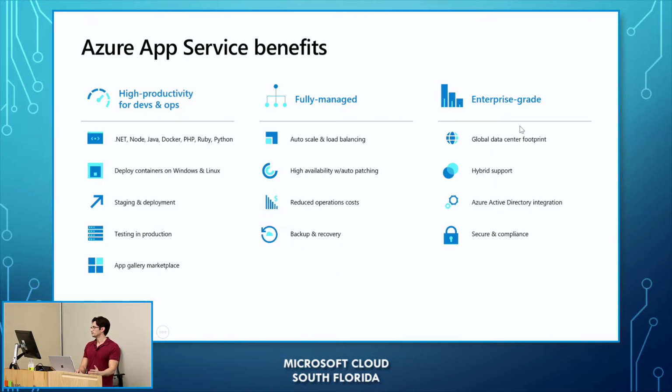Backup and recovery. And for enterprise grade features, we have, well, a global data center footprint, because you can deploy this not only in one region. You can mix this with other features like Traffic Manager, where you can deploy an instance of app service, let's say, in different regions, and through Traffic Manager route them to the appropriate region that will give you the best performance as well.